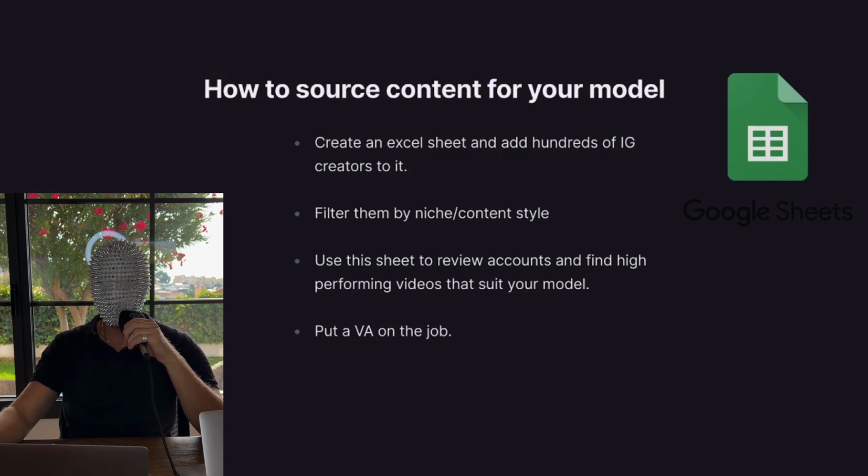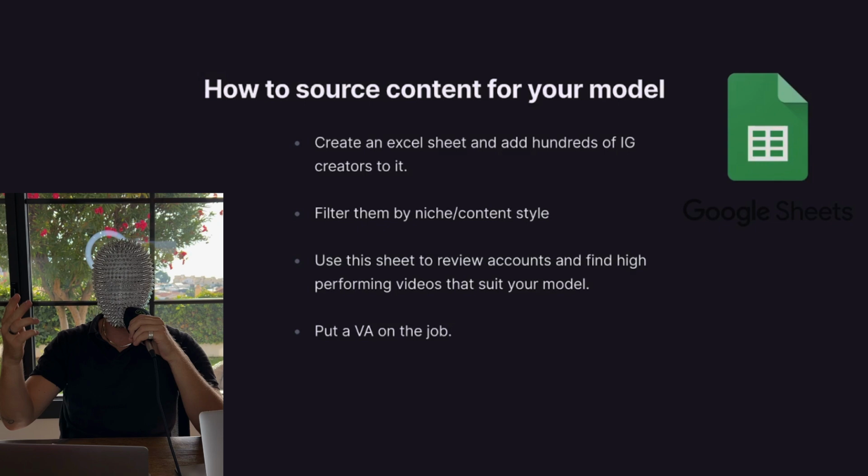Everything is very clear. So we're simply going to create an Excel sheet, add hundreds of IG creators to it, then filter them by niche and content style. Then you're going to use this sheet to review the accounts and find high quality performing videos that suit your model. Okay. And then lastly, if you have the funds for it, you're going to put a VA on the job.